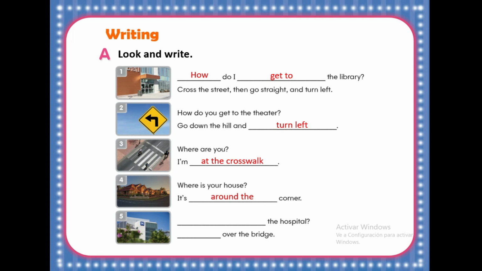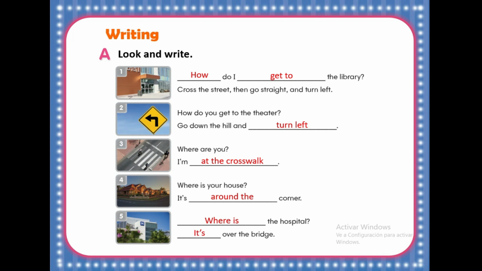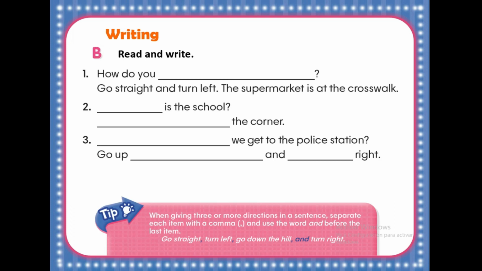And number 5. Where is the hospital? The answer? It's over the bridge. Okay, now let's take a look to exercise B. Pasemos al ejercicio B. And we have a writing exercise.